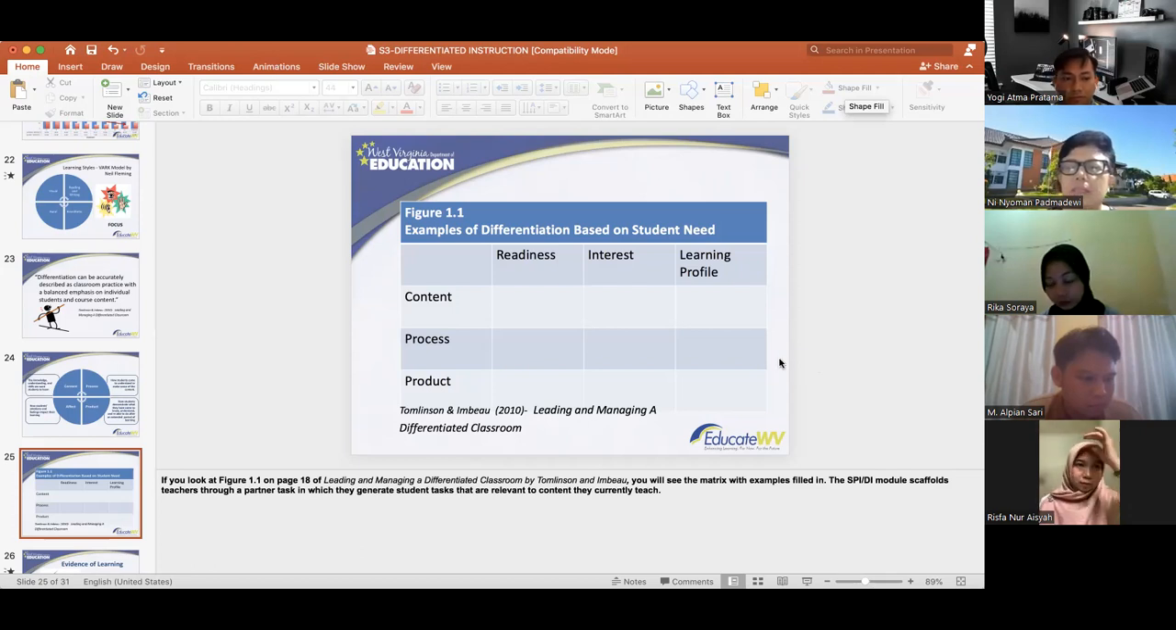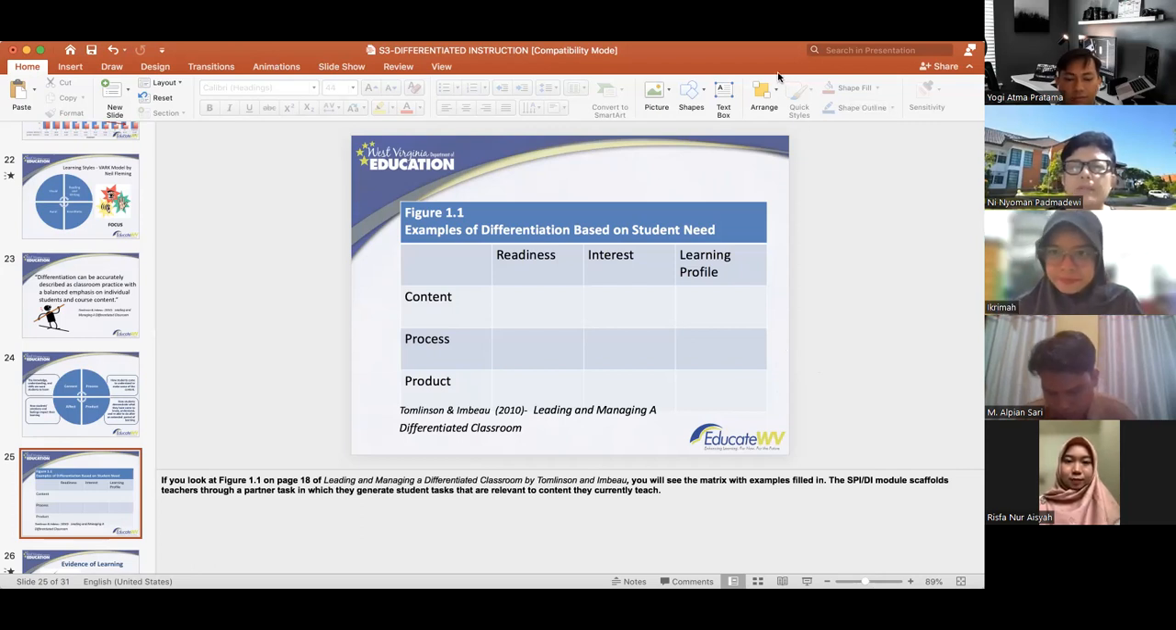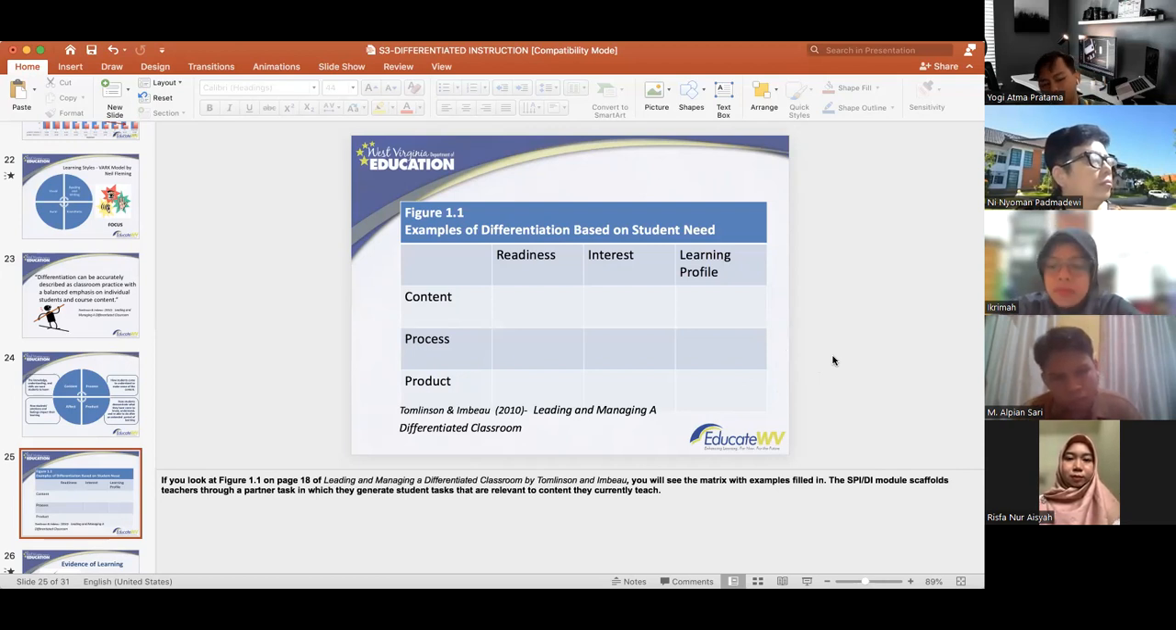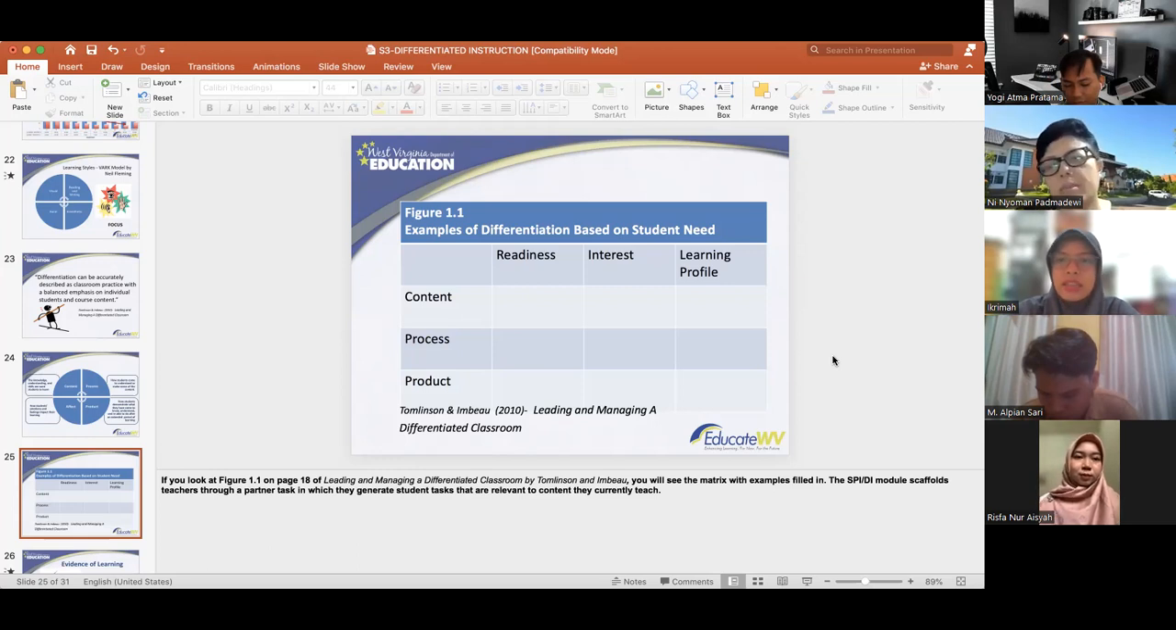Ikrimah, please. Yes, Ibu. I would like to have your opinions about this one. Based on my opinion, I agree with what Ibu Rispa says, that it should be the teacher's guideline to teach the students. But as teachers, we need to do a lot of preparations, like you said in previous explanations, and because we need to adapt to the students' learning style, that's why I think as teachers we can adapt with Tomlinson's model.